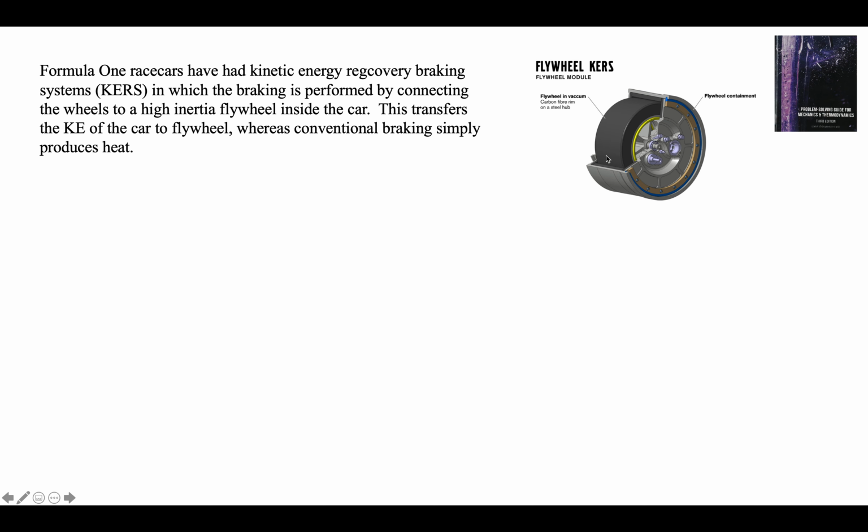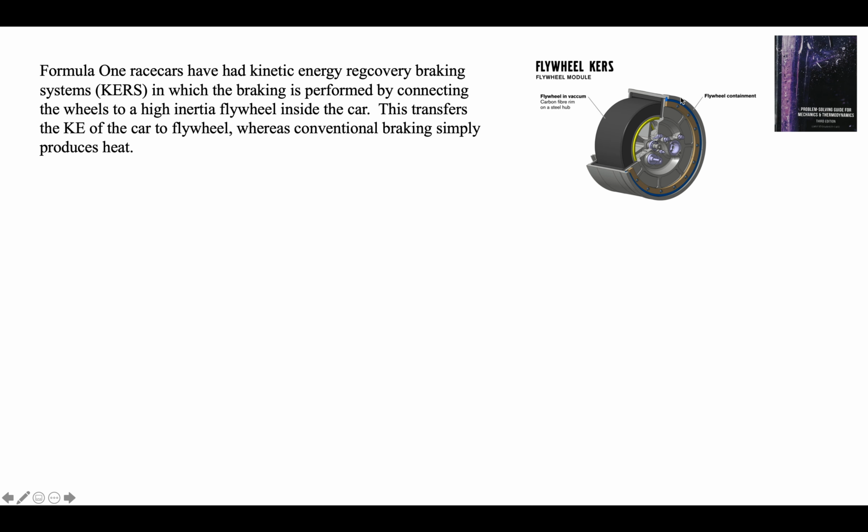Formula One race cars have kinetic energy recovery braking systems, KERS. It's a big, heavy carbon fiber flywheel. Note that there's not so much mass in the middle. It's all on the outside because that's where it matters. To brake, instead of using heat, you connect the wheels with this flywheel that's inside the car. And this flywheel has a lot of inertia. So the car slows down fast when you connect the wheels with the flywheel.